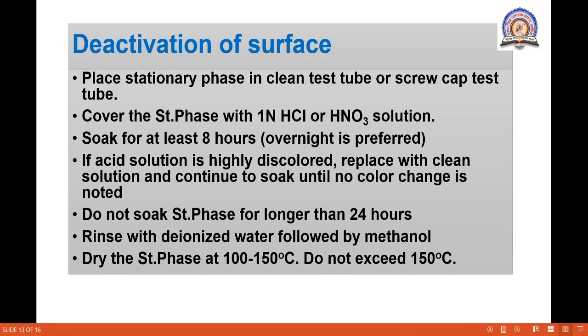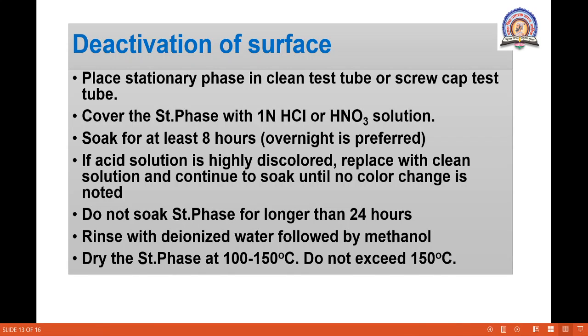First, we place the stationary phase in a clean test tube or screw cap test tube. Cover the stationary phase with one normal HCl or HNO3 solution. Soak for at least 8 hours; overnight is preferred. If the acid solution is highly discolored, replace it with clean solution and continue to soak until no color change is observed.